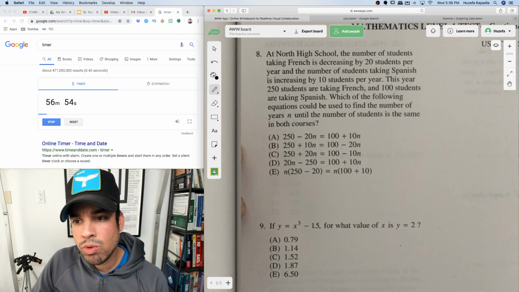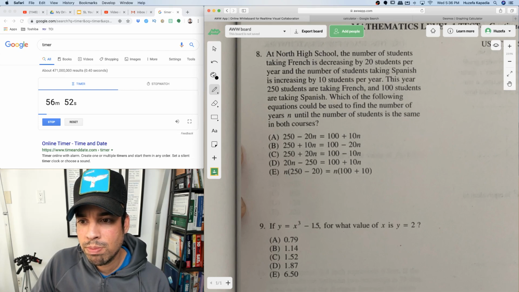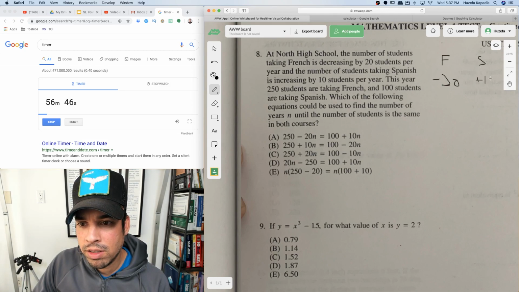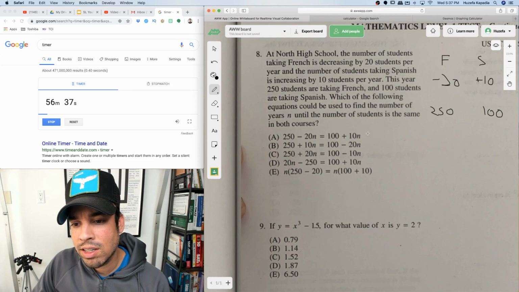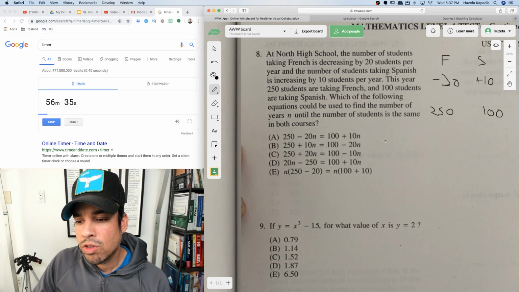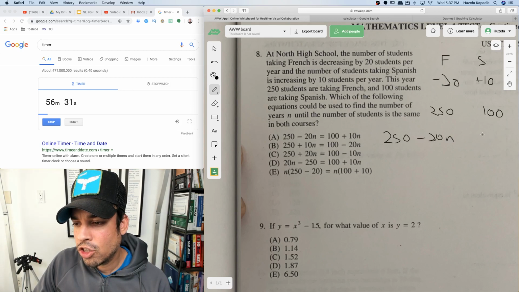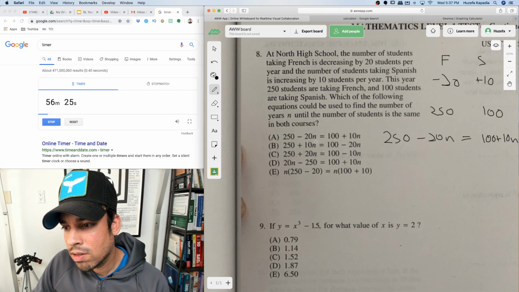At North High School, the number of students taking French is decreasing by 20 students per year, and the number of students taking Spanish is increasing by 10 students per year. This year, 250 students are taking French and 100 students are taking Spanish. Which of the following equations could be used to find the number of years n until the number of students is the same? So French is 250 minus 20n. Spanish is 100 plus 10n. Right? And we want to know when these two are equal, and that's it. And it's A.